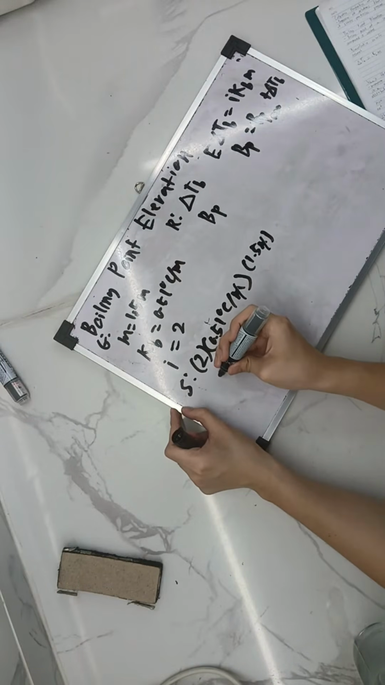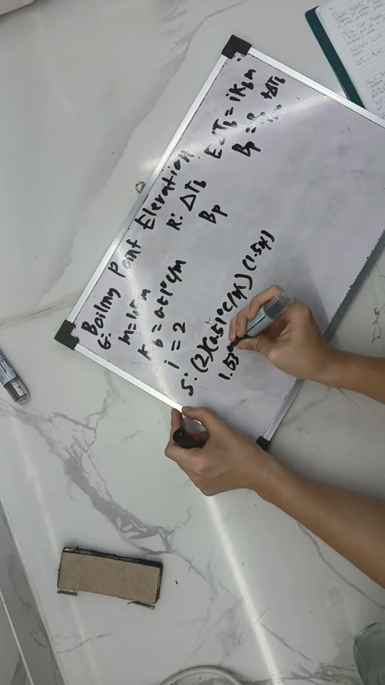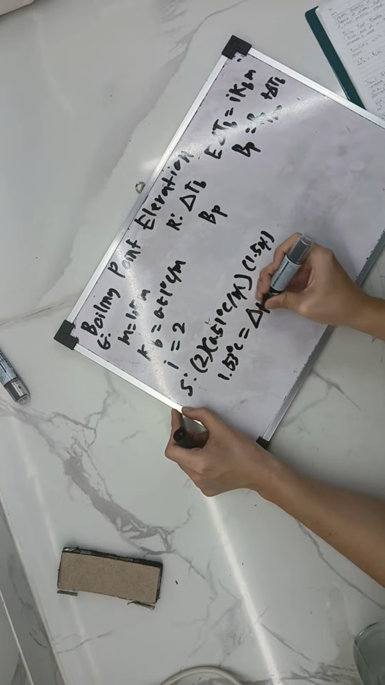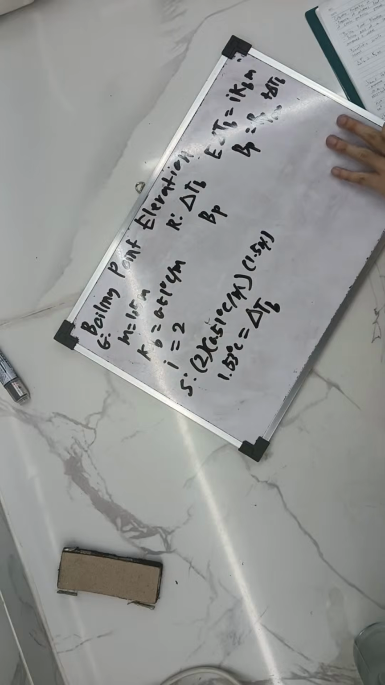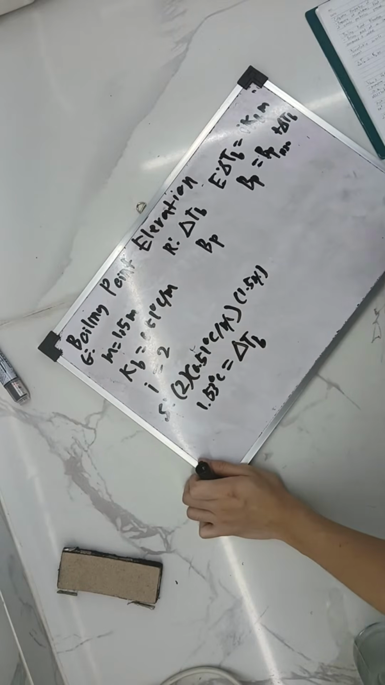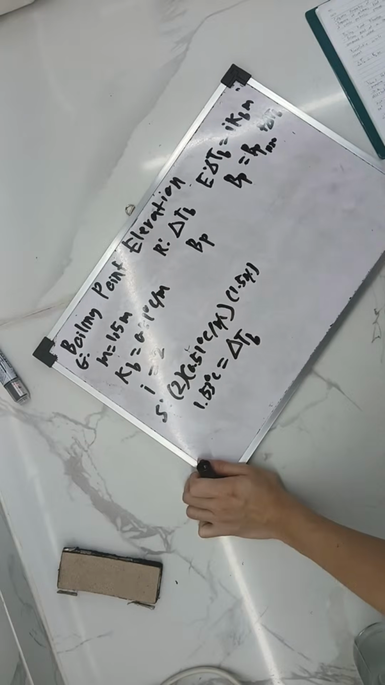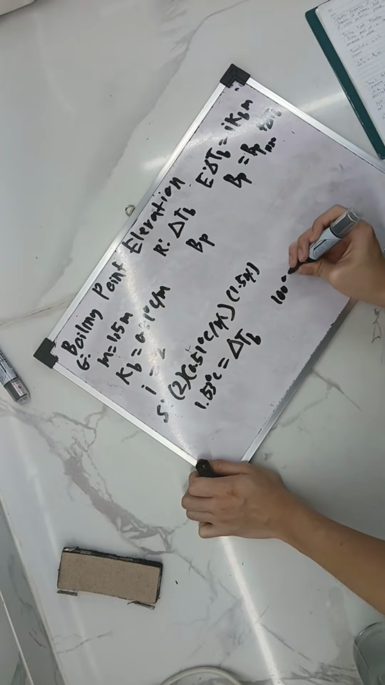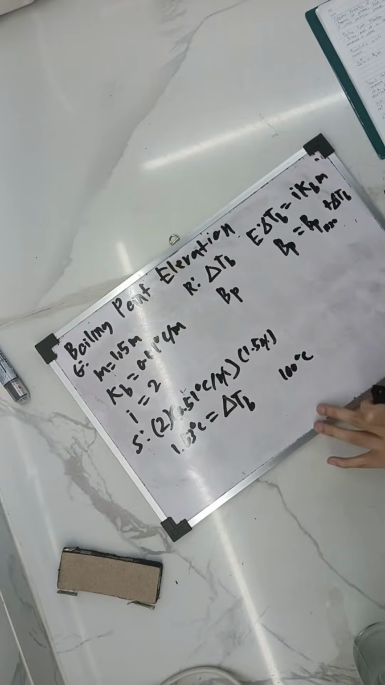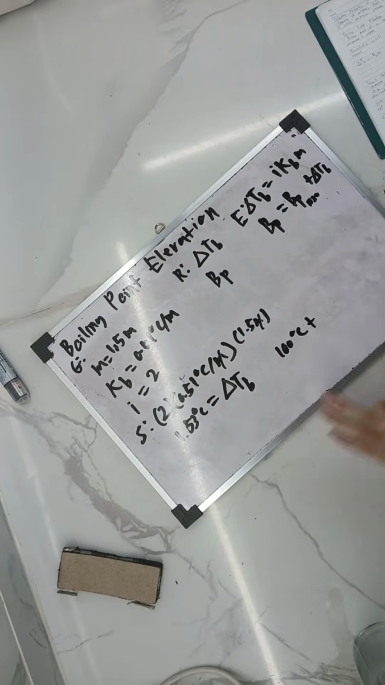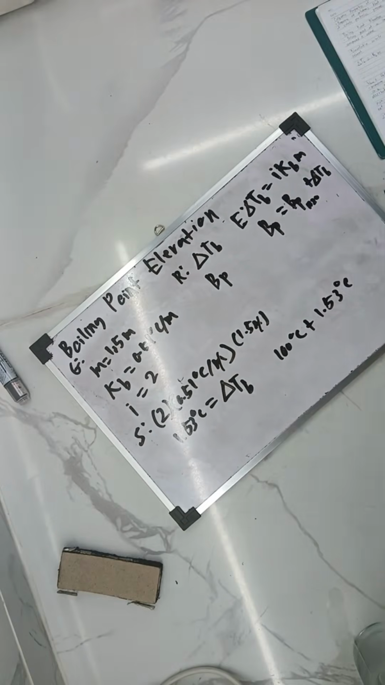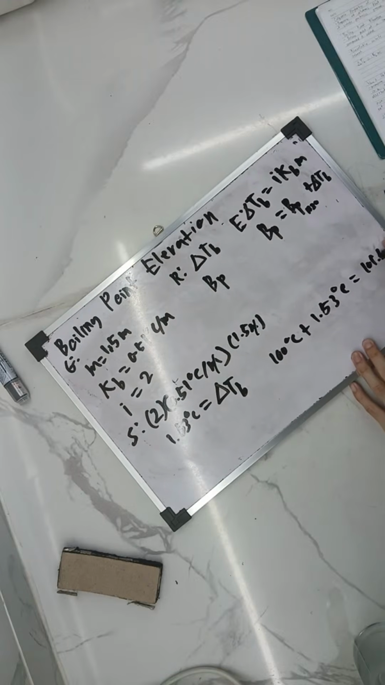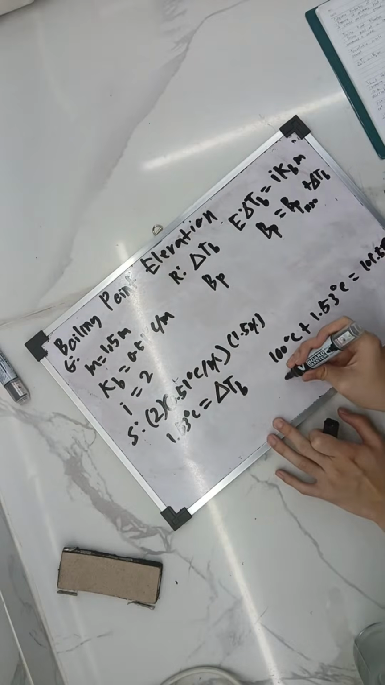The answer is 1.53 degrees Celsius. This is your boiling point elevation. So now that we have this value, we can then do the formula for the boiling point. In this case, we just simply add. So 100 degrees Celsius, this is the boiling point for water, plus the change in boiling point, which is 1.53 degrees Celsius, you are going to be given a value of 101.53 degrees. And that is your boiling point.